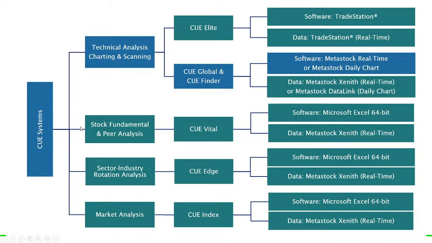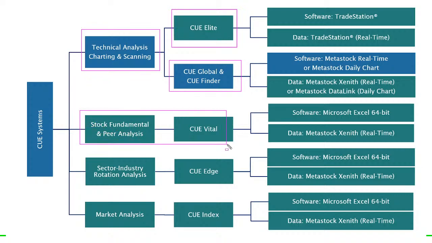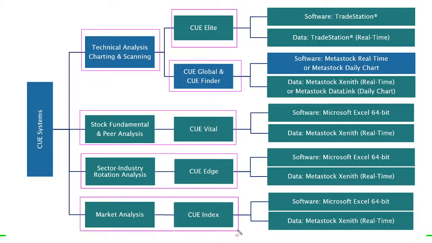This is a live market meeting. I have not prepared for it. We look at the market, sector, industry, and stocks together. For technical analysis, I will use Q Elite running on TradeStation and Q Global as well as Q Finder running on MetaStock. For fundamental and peer analysis, I will use Q Vital. For sector industry rotation analysis, Q Edge, and for market and index analysis, Q Index.